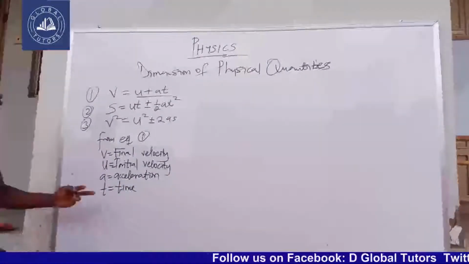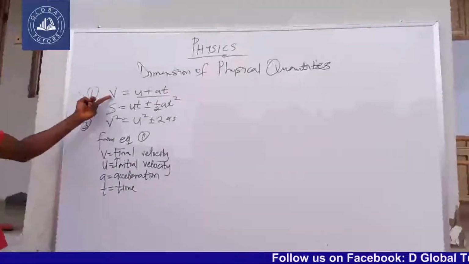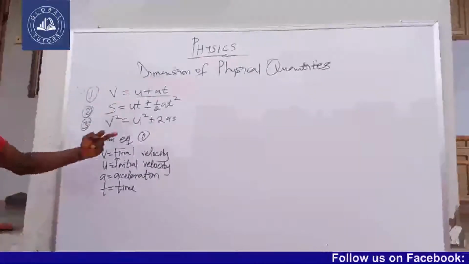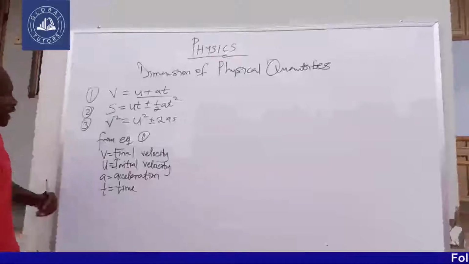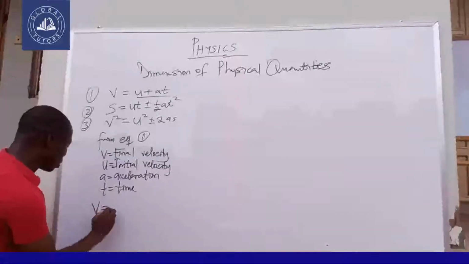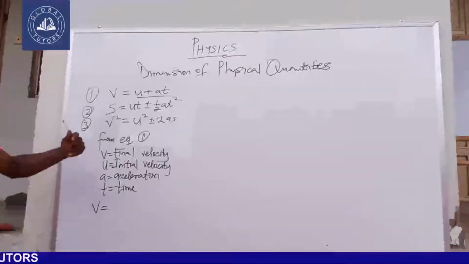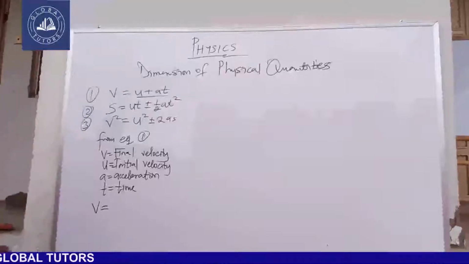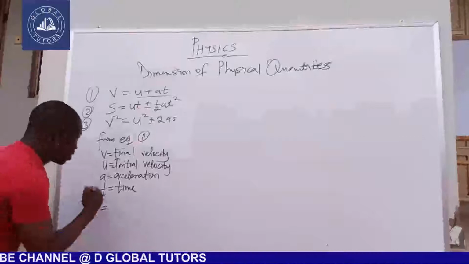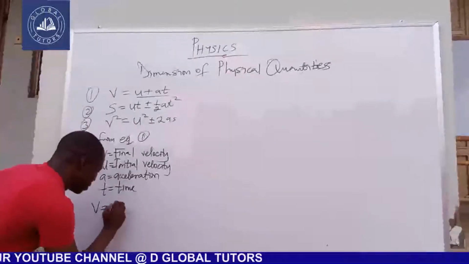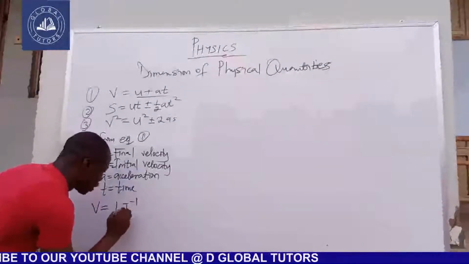Now, we want to confirm if this equation is correct using dimensional analysis. How do we do that? Don't forget that our V, we have gotten it in our previous derivation, that the dimension of V, which is the velocity, is LT minus 1.